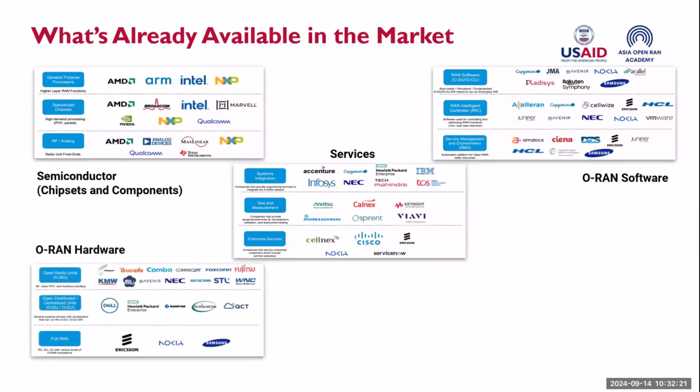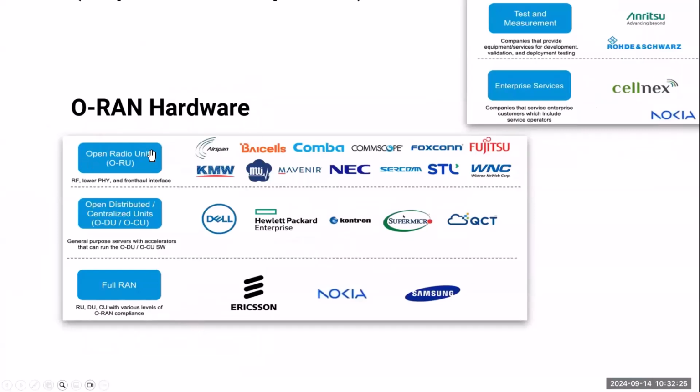O-RAN hardware. So ito naman yung hardware per se, no? Yung mula open radio units, yung mga RRU natin, which are now open. Kasama dito yung mga RF, lower physical layer, and yung mga fronthaul interface. Nandiyan sila AirSpan, Baicells, Comba, CommScope, Foxconn, Fujitsu, KMW, Mavenir, NEC, Sercomm, okay, and WNC.